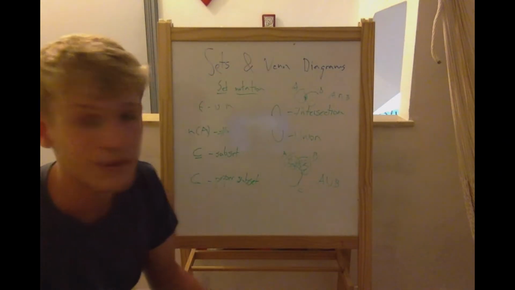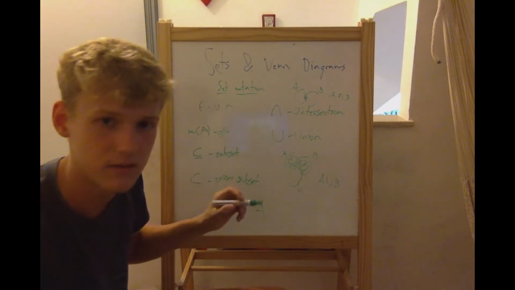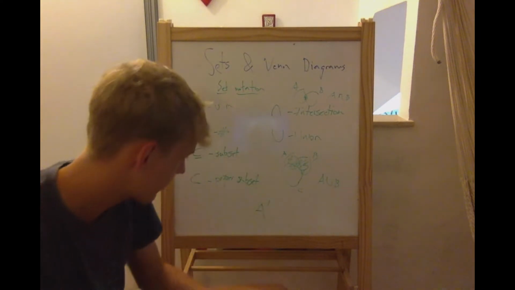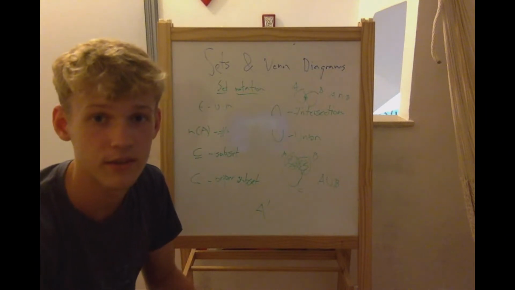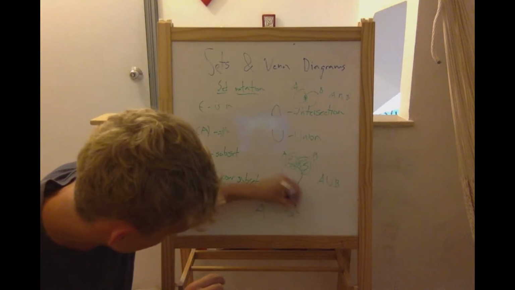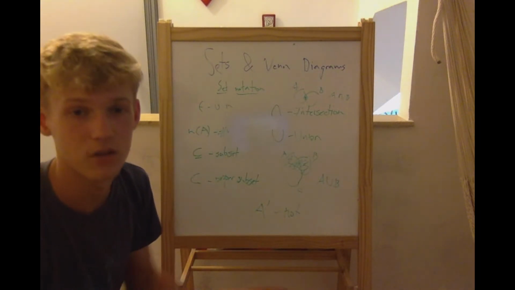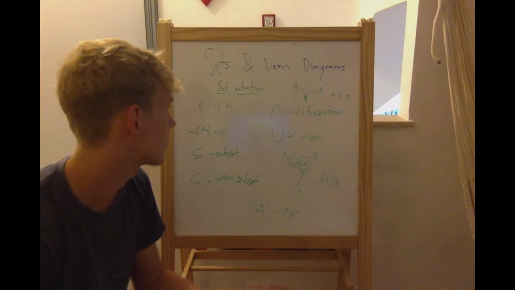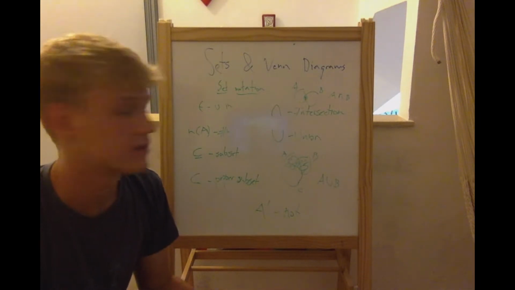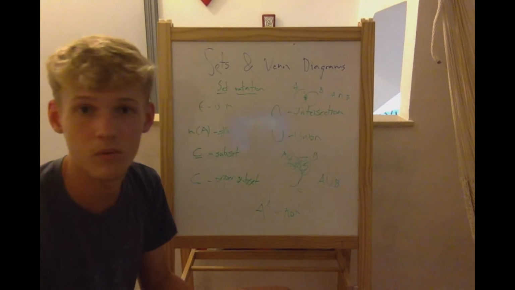And just one final thing. If you have a set A and an apostrophe next to it, that just means not A. So everything that is not A. And that is just about all the notation that you'll need. With that out of the way, now we can start doing questions and figuring out solutions to all the different problems, and we'll be well on our way to mastering this topic.